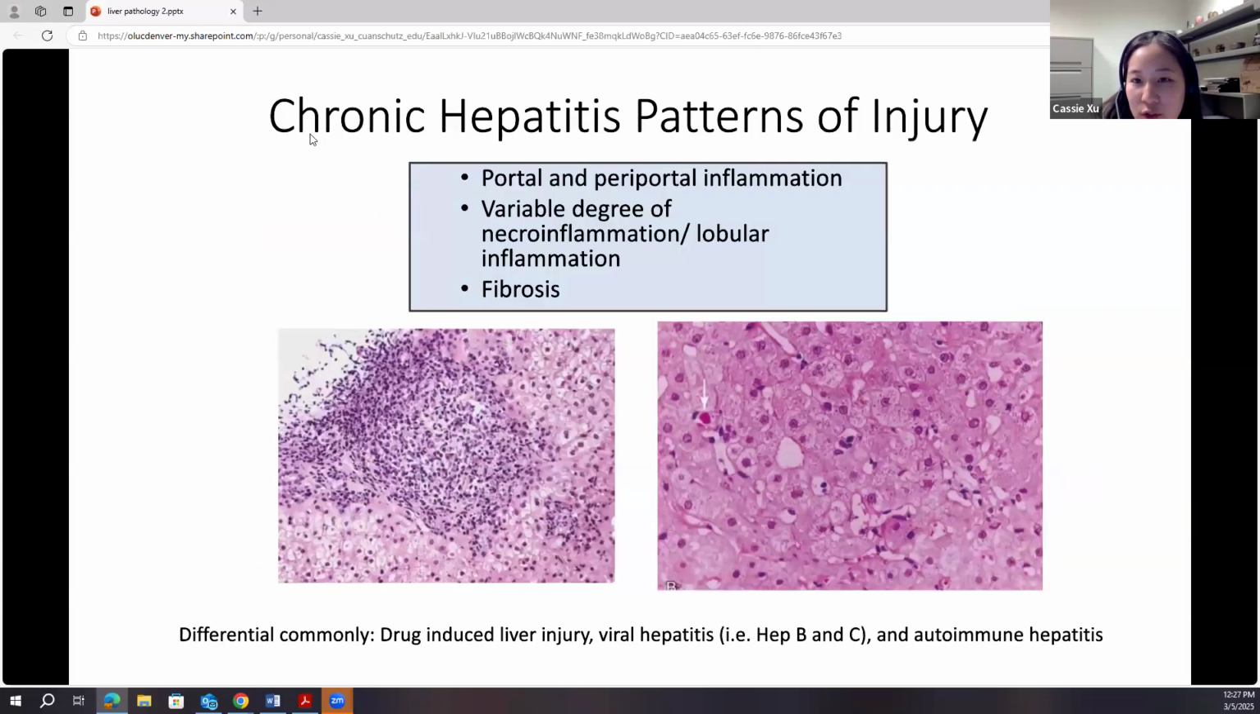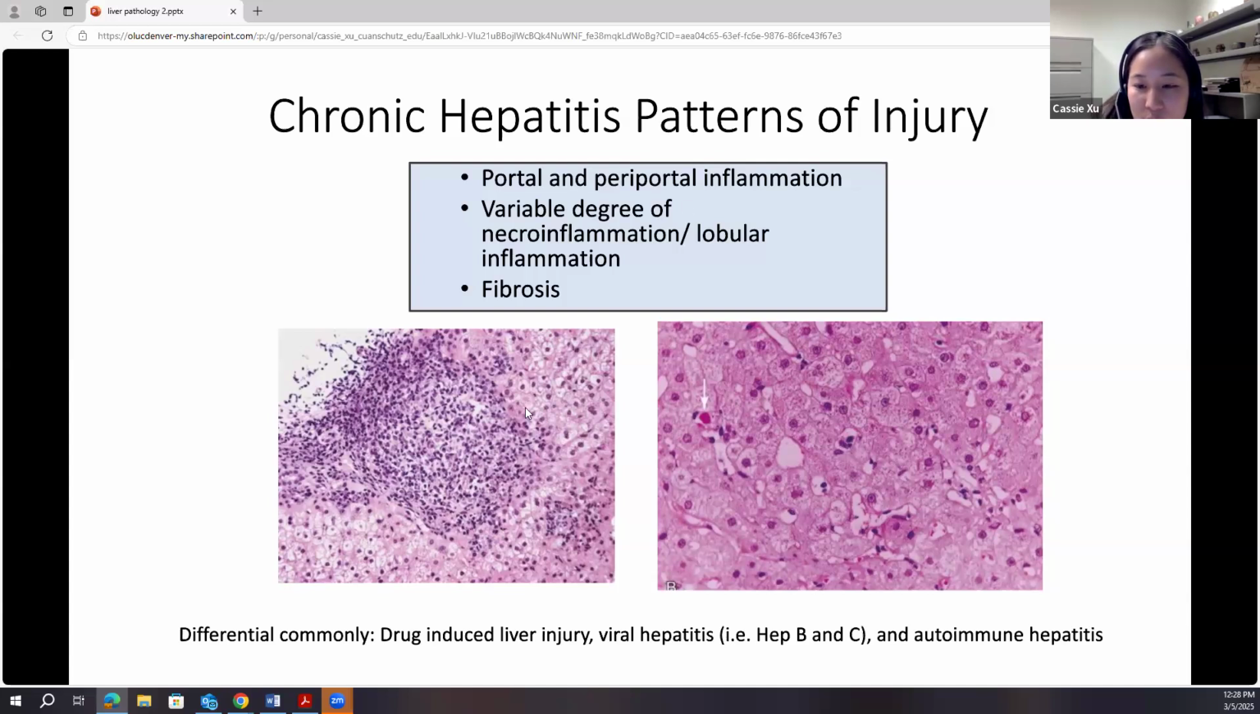The next pattern of injury is the chronic hepatitis pattern of injury. Here we're looking for inflammation, so portal or periportal inflammation, and lobular inflammation with or without necrosis or hepatocyte damage, and then commonly fibrosis. The differential here would be drug-induced liver injury, viral hepatitis such as Hep B and Hep C, and autoimmune hepatitis.